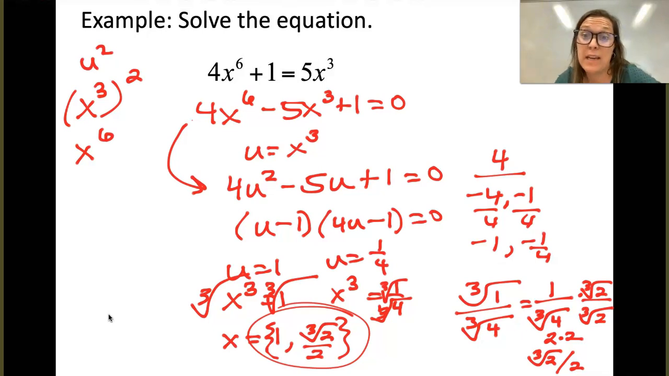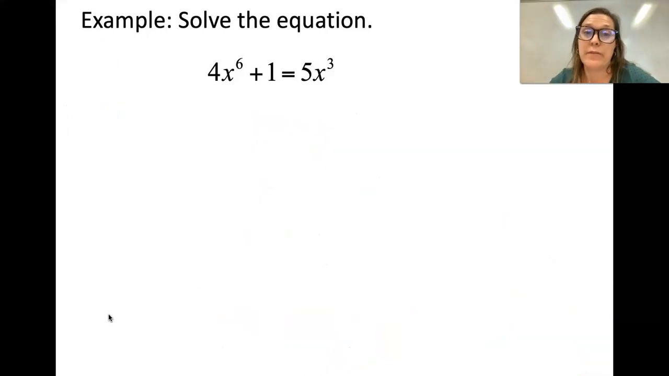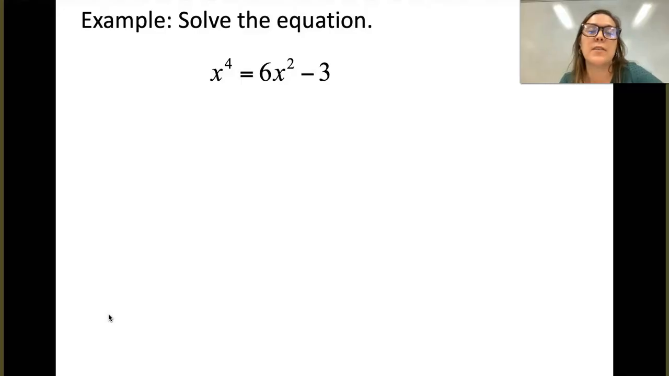You have to go back, way back, and remember how to rationalize denominators with indexes other than 2, right? So hopefully you haven't forgotten about that. Here's another x to the 4th. So x to the 4th minus 6x squared plus 3 is equal to 0.